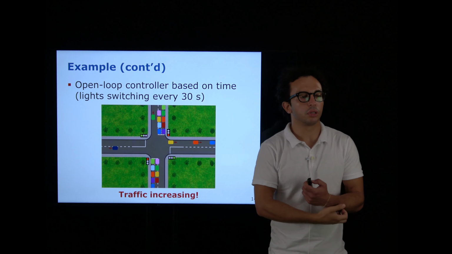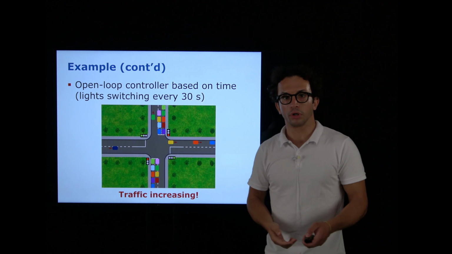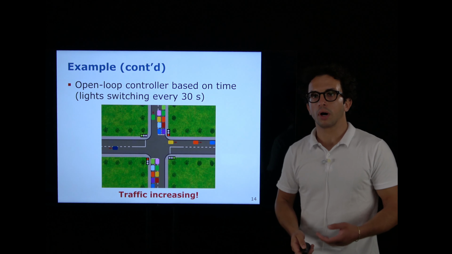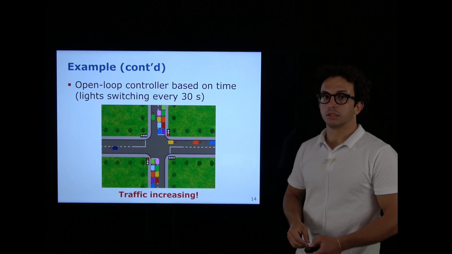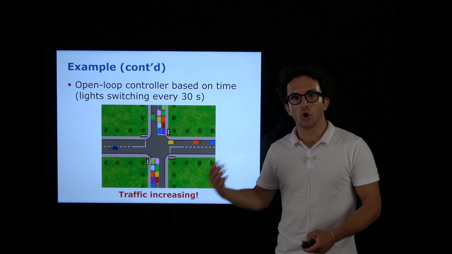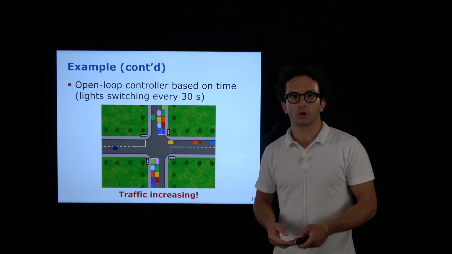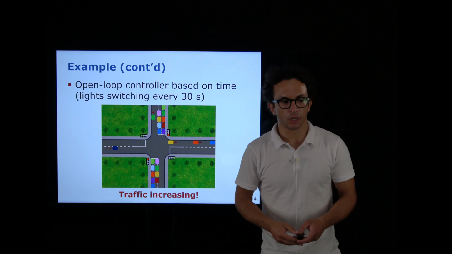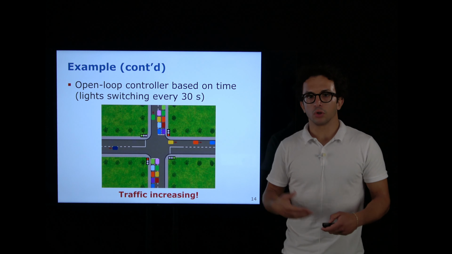So this is somehow the limitation of the open loop controller and why it's not ideal to have no feedback from the process when possible, of course. So how do we solve it? How do we solve this problem?